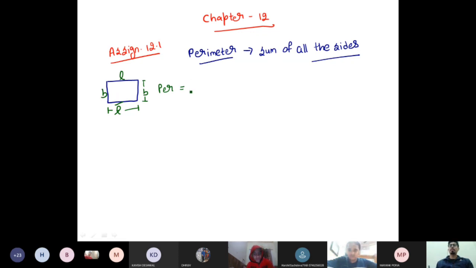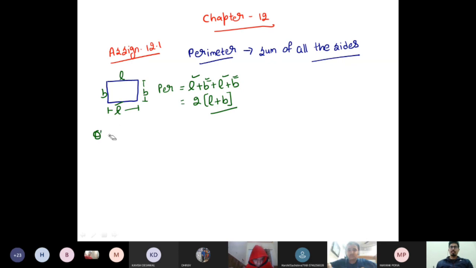So perimeter is the sum of the boundaries. So L plus B plus L plus B. This will be the perimeter. Now L plus L is 2L, B plus B will be 2B. So 2 will be common and you will get 2 bracket L plus B. So this is our formula for the perimeter of a rectangle. Is it clear? Similarly, in the same way, students, you can find out the perimeter of any figure. Is it clear?